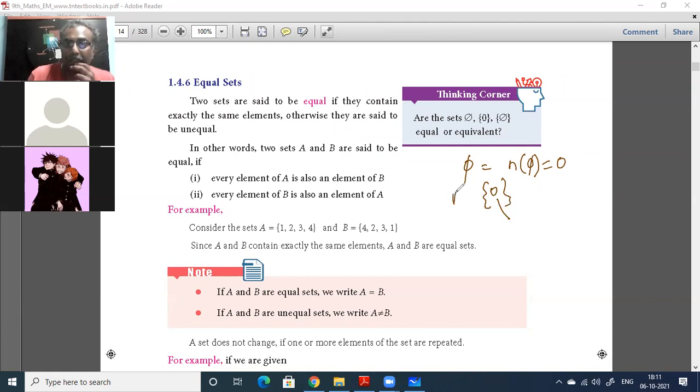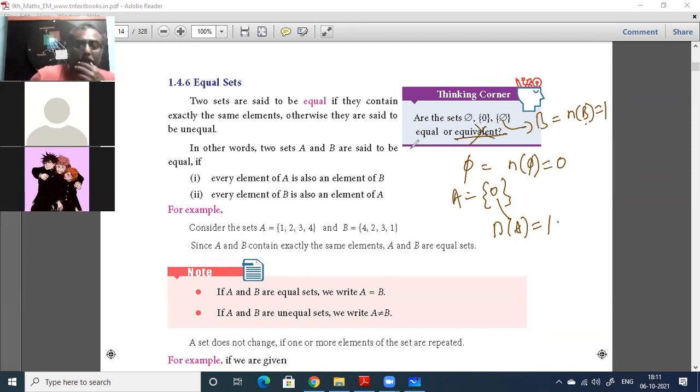It has one element. Let us say this is set A. So N of A is equal to 1. This is also, let us say B. This also has one element. So N of B is equal to 1. Okay. So N of A is equal to N of B, but it is not equal to the first one. So they are not equivalent. They are not equal either.